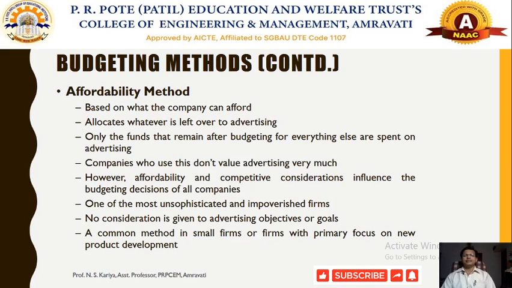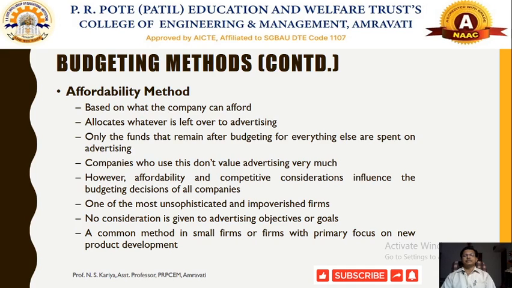Now this is called the affordability method, or affordable method. Whatever the company thinks fit, they will allocate that much advertising budget for advertising purposes. It is based on what the company can afford. So finally there is a limitation to the company. Companies have limited resources, and therefore the advertising budget depends on what resources they are allocating for advertising. Whatever has been left over after meeting all the financial obligations should be allocated, in the case of the affordability method, to meet the advertising budget.